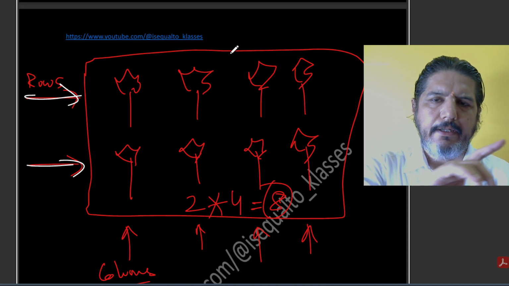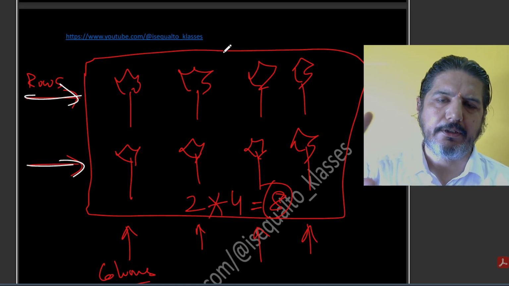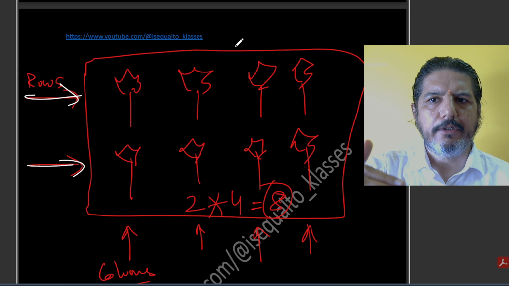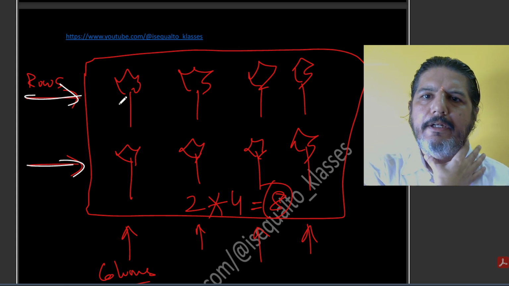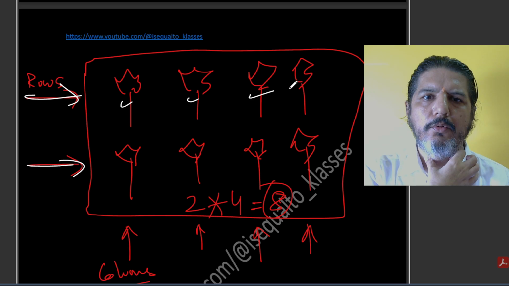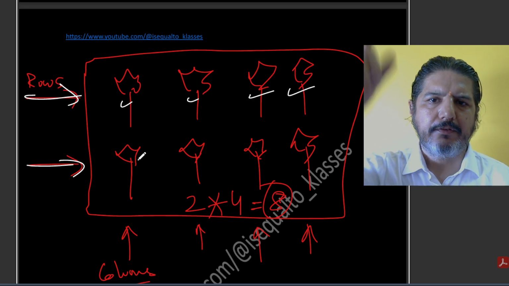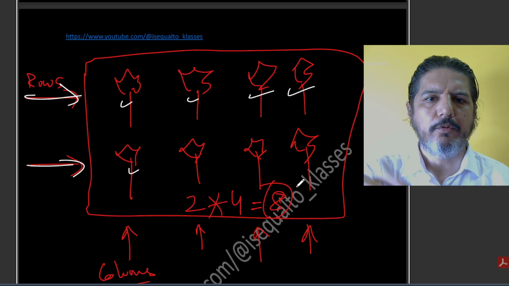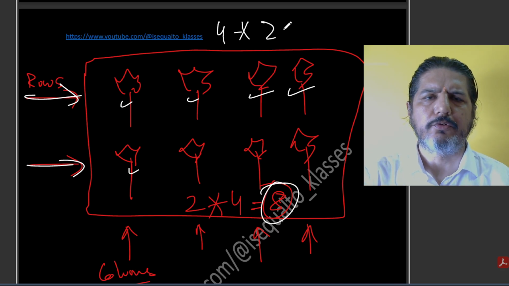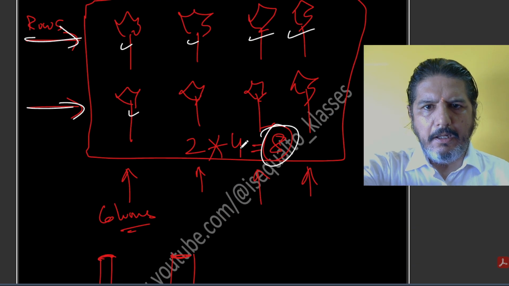This is the first very critical thing that you need to understand. The second thing is, if I have to find the number of trees in the garden, I multiply the number of trees in a row by the number of trees in a column. So 4 multiplied by 2 will give you 8. Or you can do vice versa. You can do 4 into 2 also. One and the same thing.